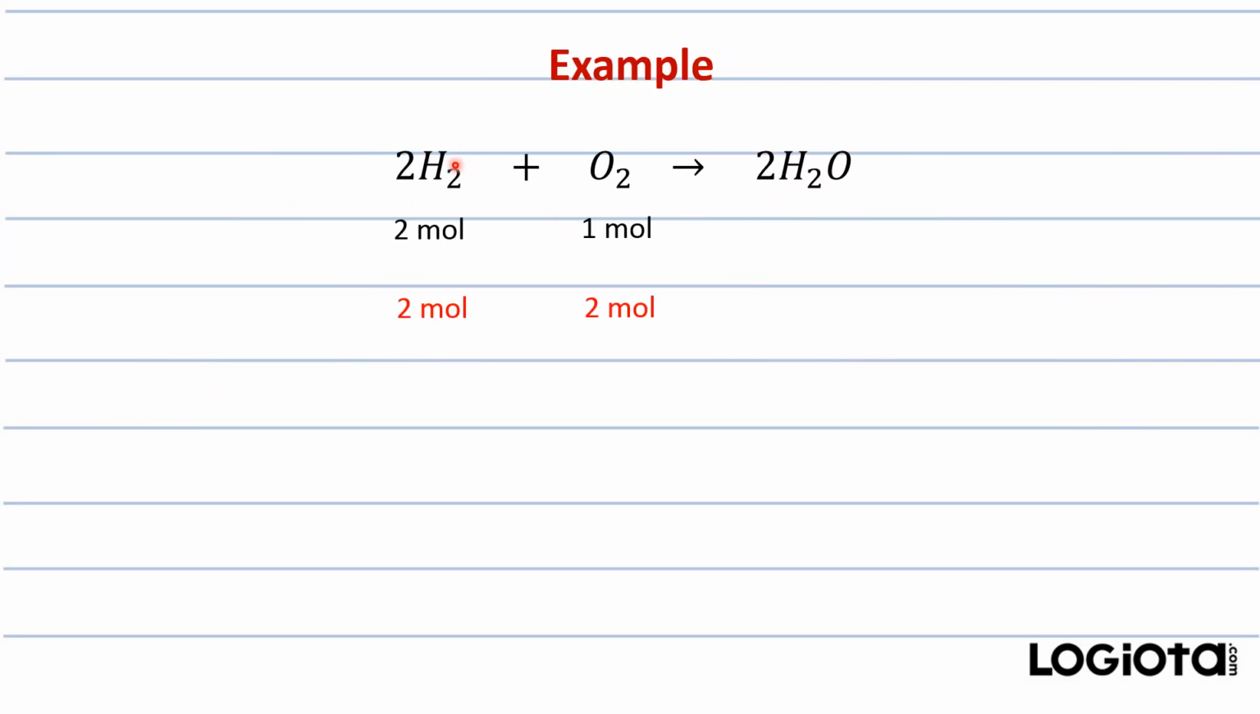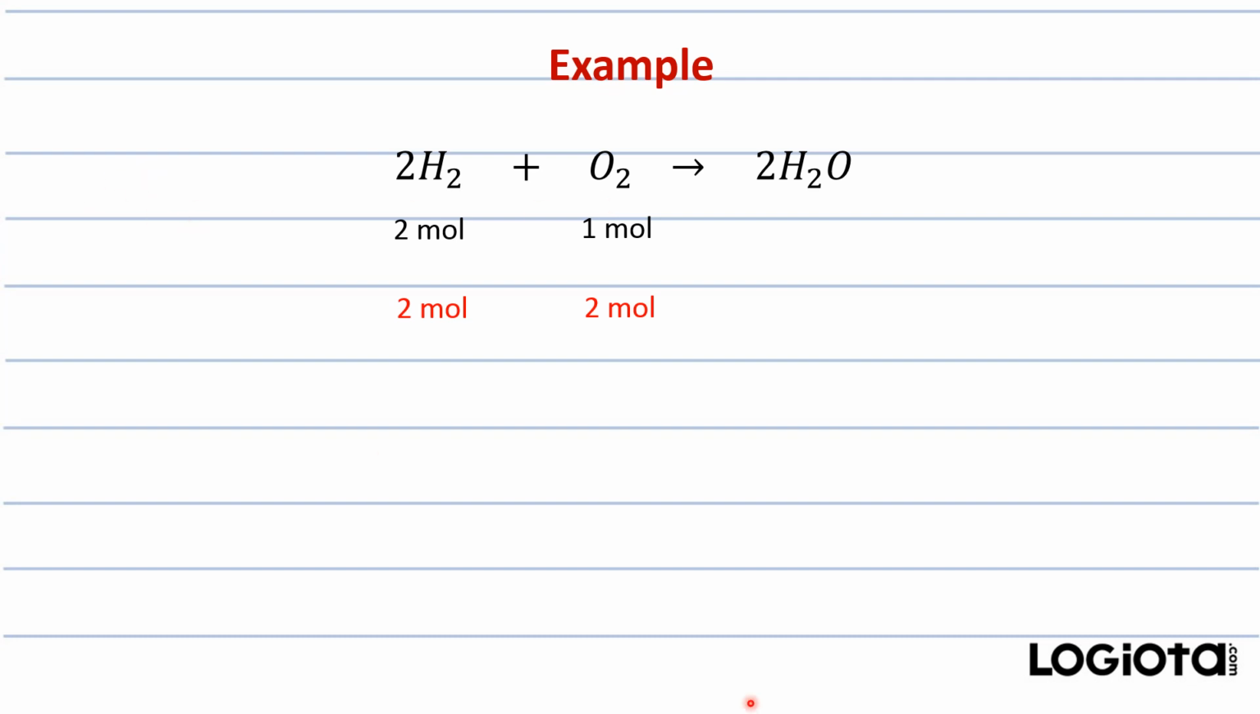Now suppose we have a reaction between hydrogen and oxygen. So hydrogen and oxygen react to give water. So this is the balanced reaction. Okay. Now we can see here that 2 moles of hydrogen reacts with 1 mole of oxygen to give 2 moles of water. But in the question, if it's given that you have 2 moles of hydrogen and 2 moles of oxygen, and you need to find that which is the limiting reagent and which is the reagent in excess, then how will you find it?